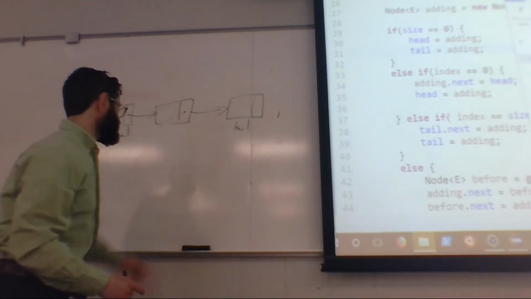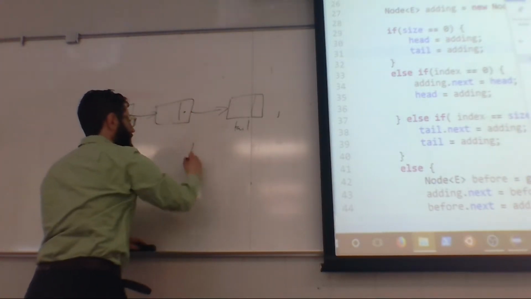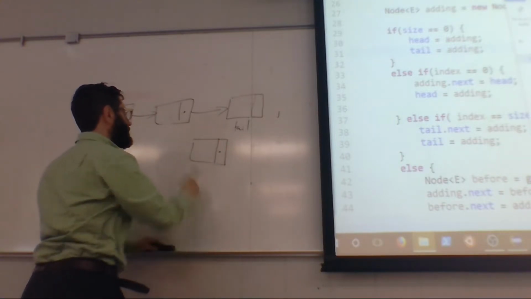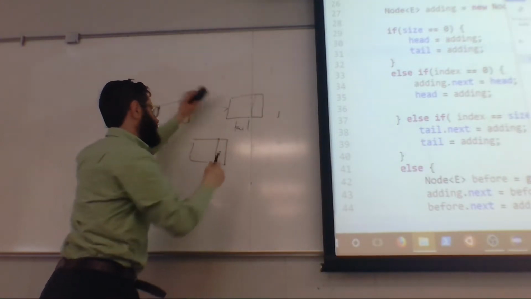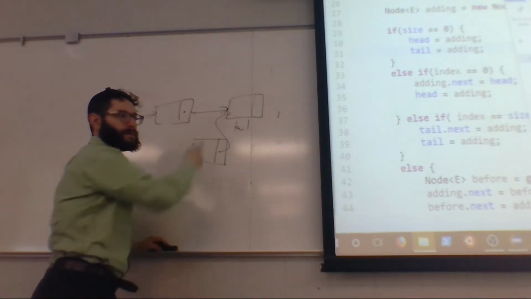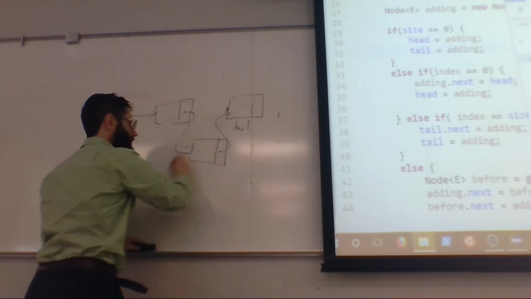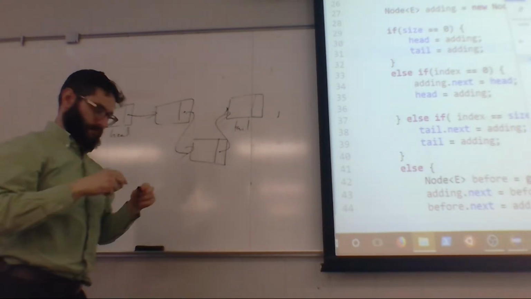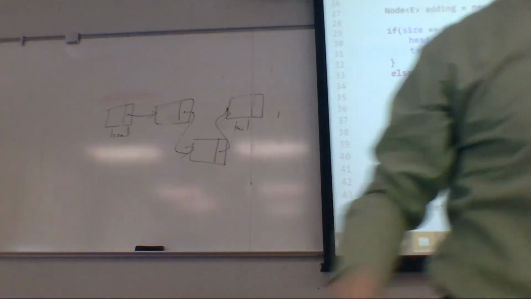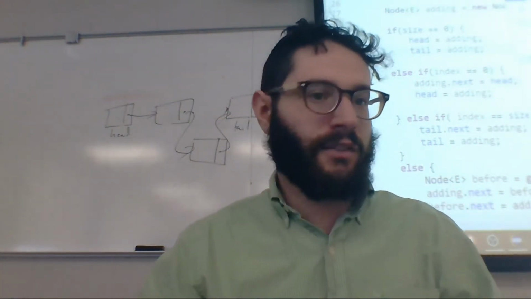Okay. And then if we want to add at index 2 over here, we would get the node at index 1. First thing we do is attach this to the node currently at index 2, then take the node at index 1 and point it to the new node that we've just added. So that's how linked lists work, basically. That's how linked lists work, essentially.